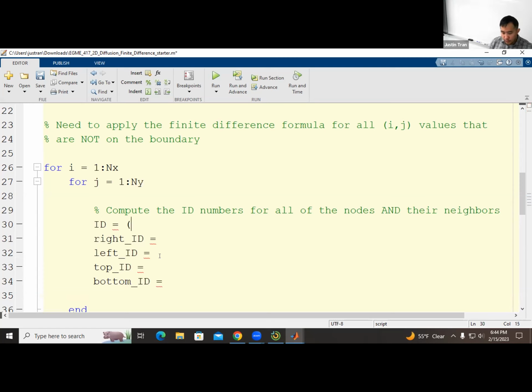So I'll do the first one for you, just so you can see what it looks like. Remember, our equation for the ID is just j minus 1 times nx plus i. And if you remember from our first example today, the equations for the left, right, top, and bottom IDs are very similar, except we put a little twist on these as well.